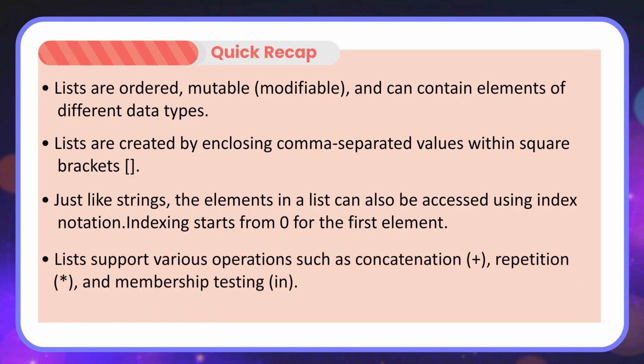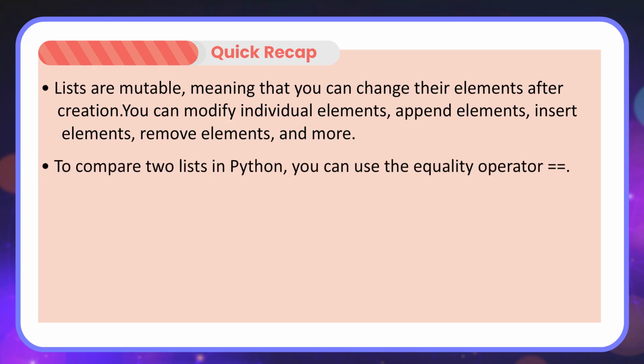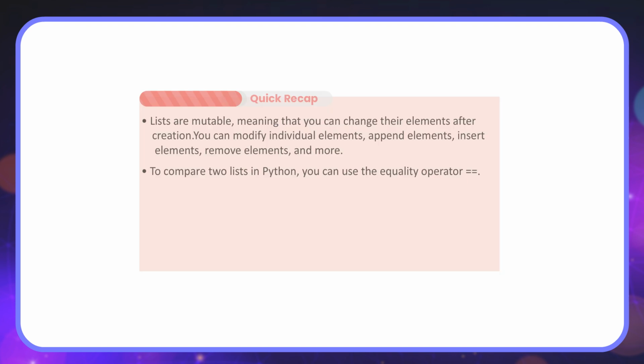Lists support various operations such as concatenation (+), repetition (*), and membership testing (in). Lists are mutable, meaning that you can change their elements after creation. You can modify individual elements, append elements, insert elements, remove elements, and more. To compare two lists in Python, you can use the equality operator.